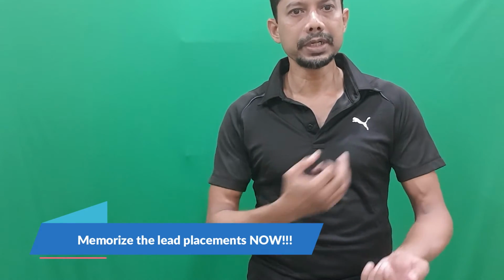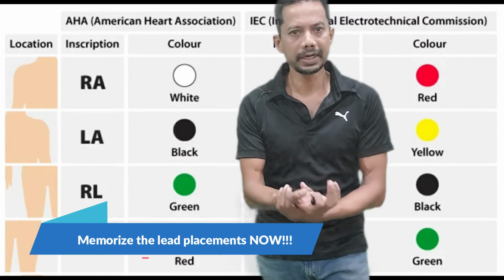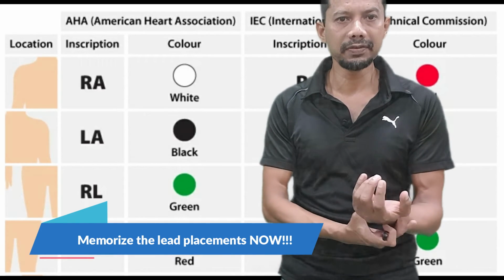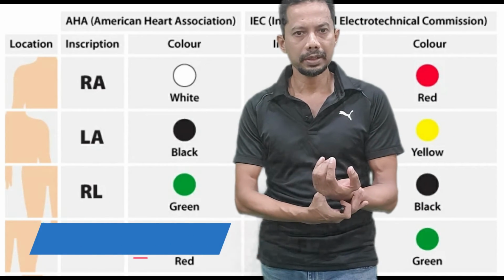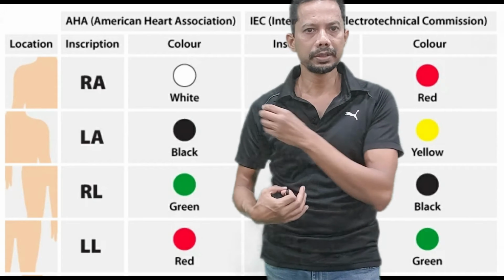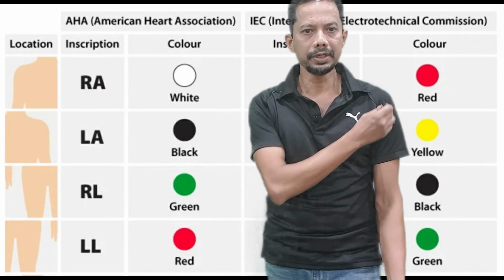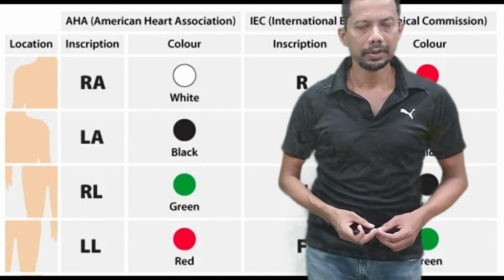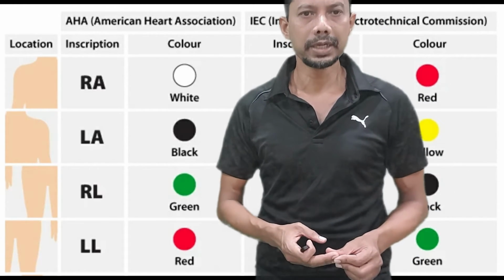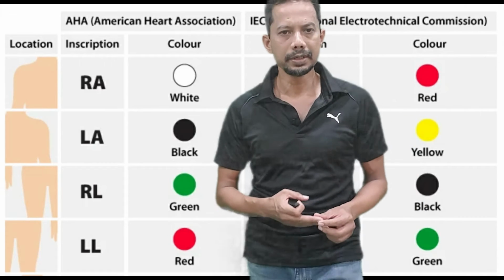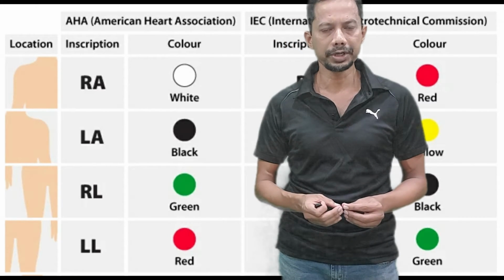And supposing, for some reason, you cannot attach the electrode to the right arm and the left arm wrist, then you can apply over the shoulders. The right arm electrode over the right shoulder, left arm electrode over the left shoulder. So this is about placing of the different electrodes on the body.